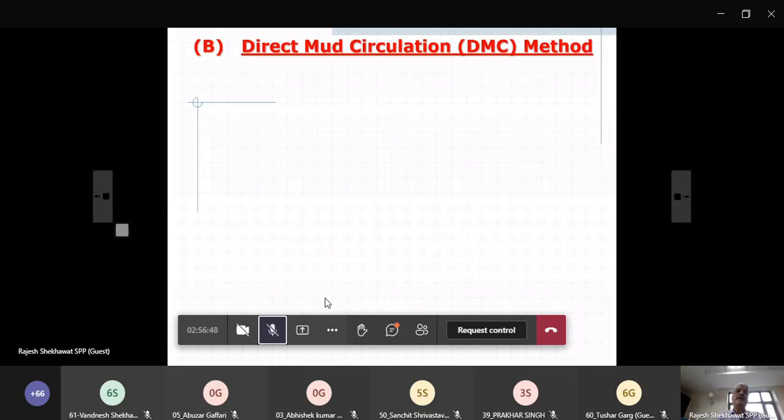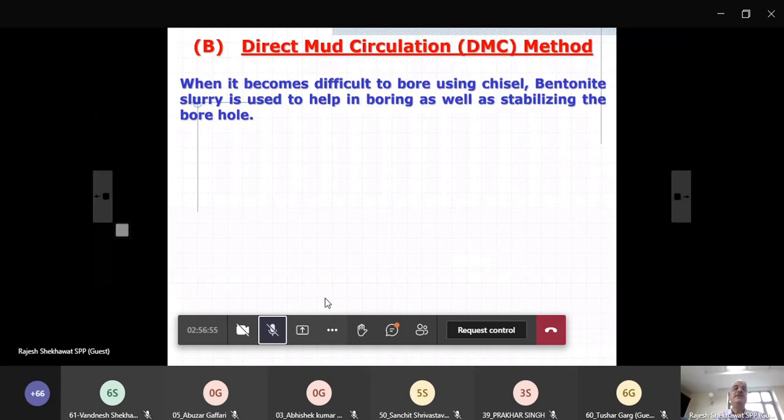Then there is direct mud circulation. It is actually an addition to chisel and baler. It is not a different method. It is a supplementation to the chisel and baler method. So why is it necessary?